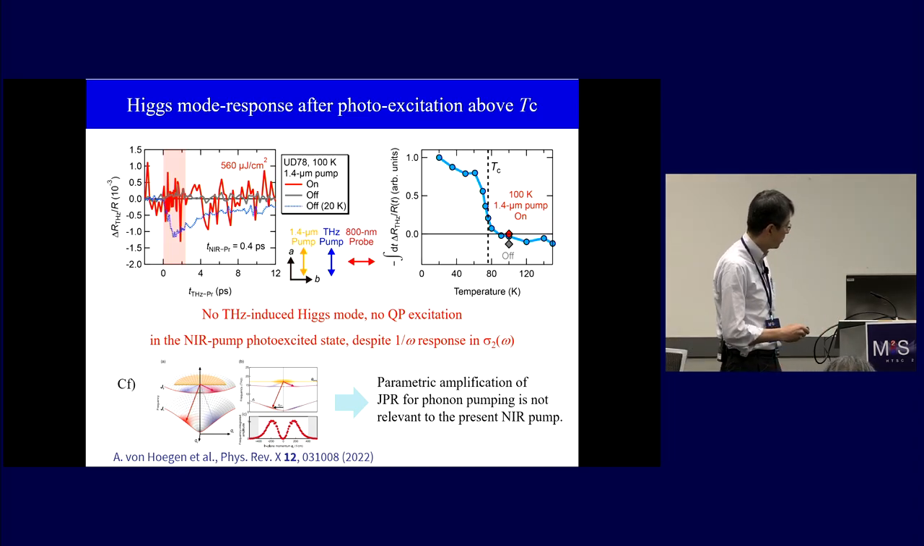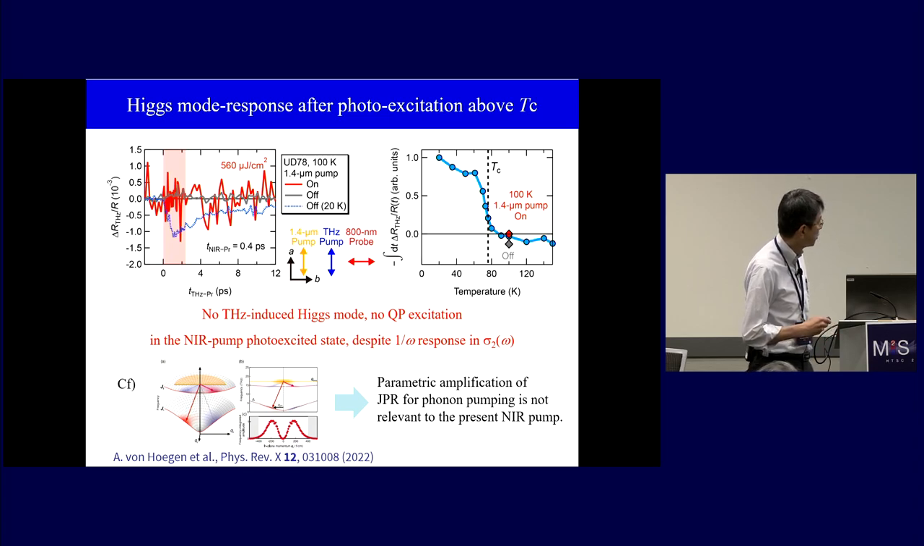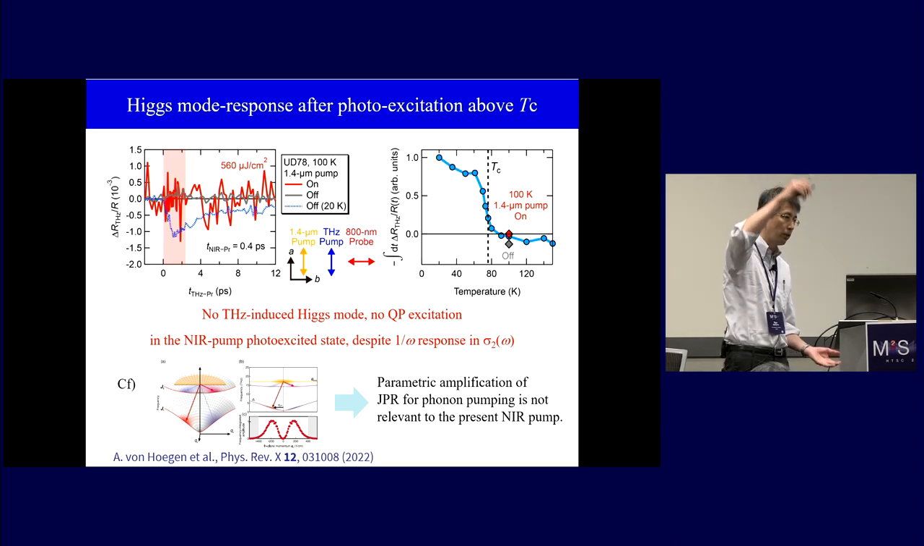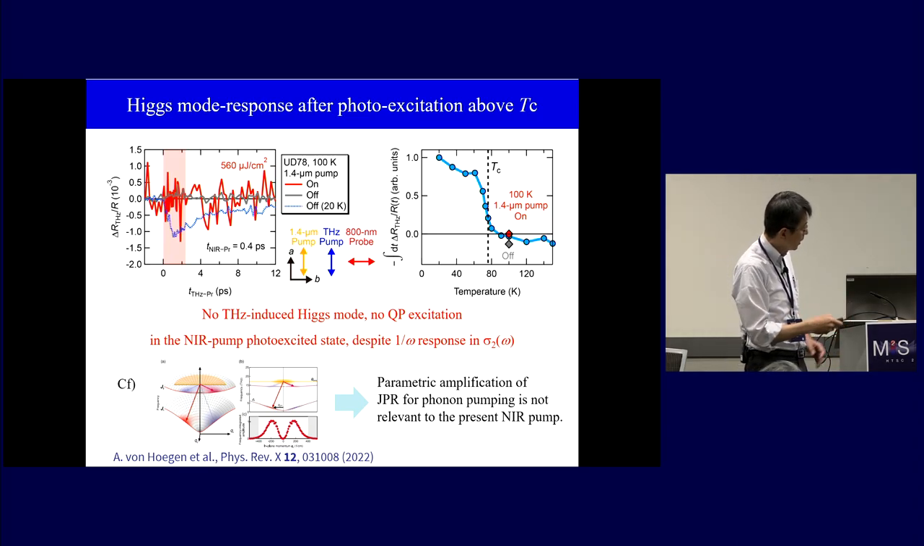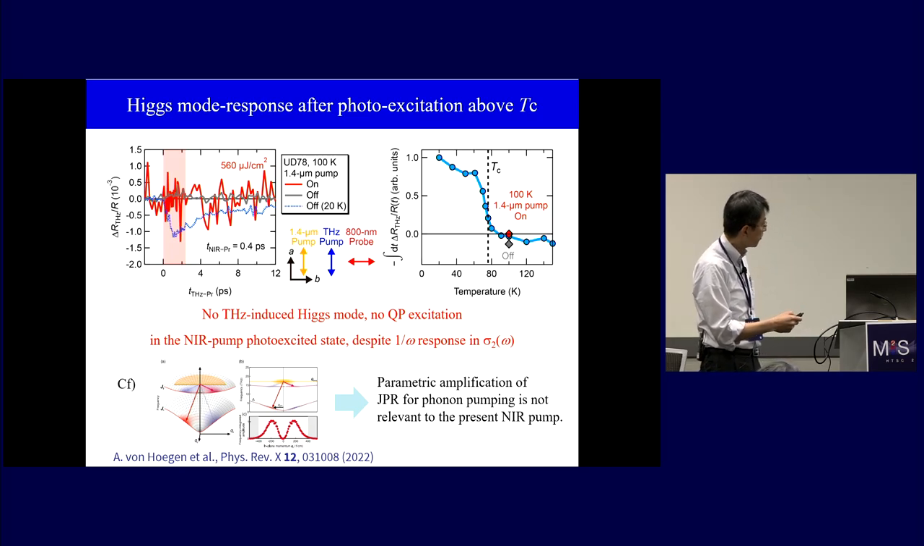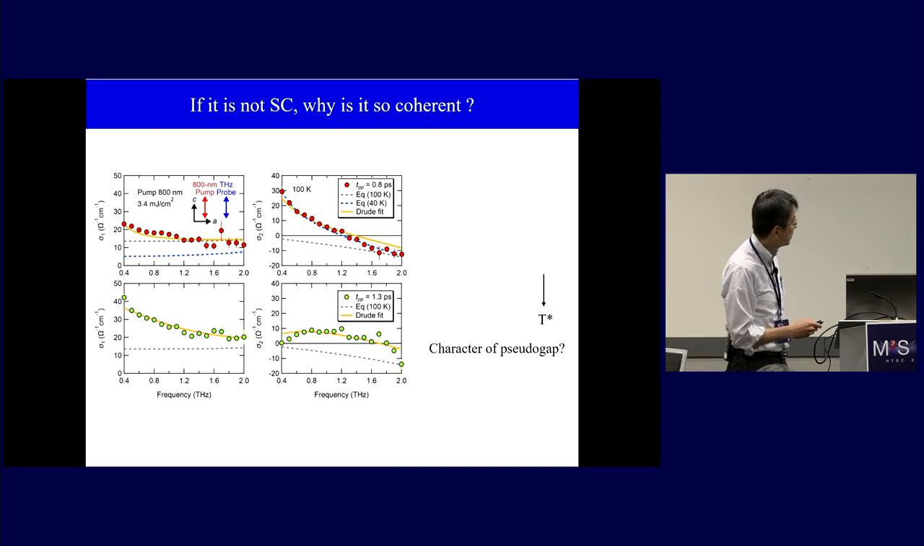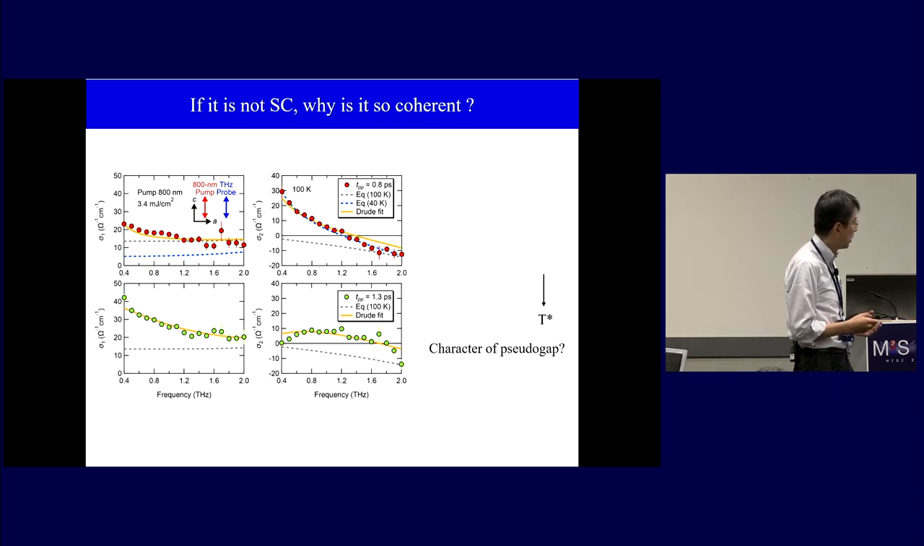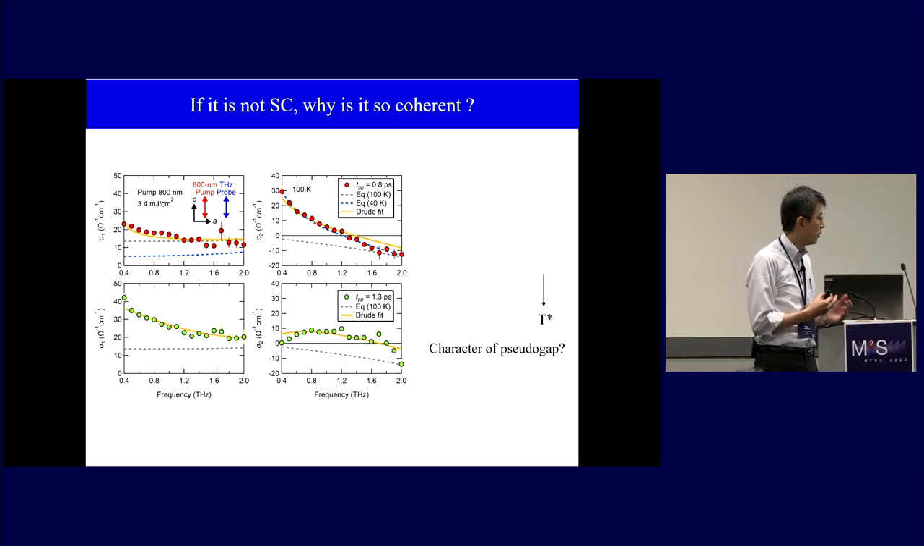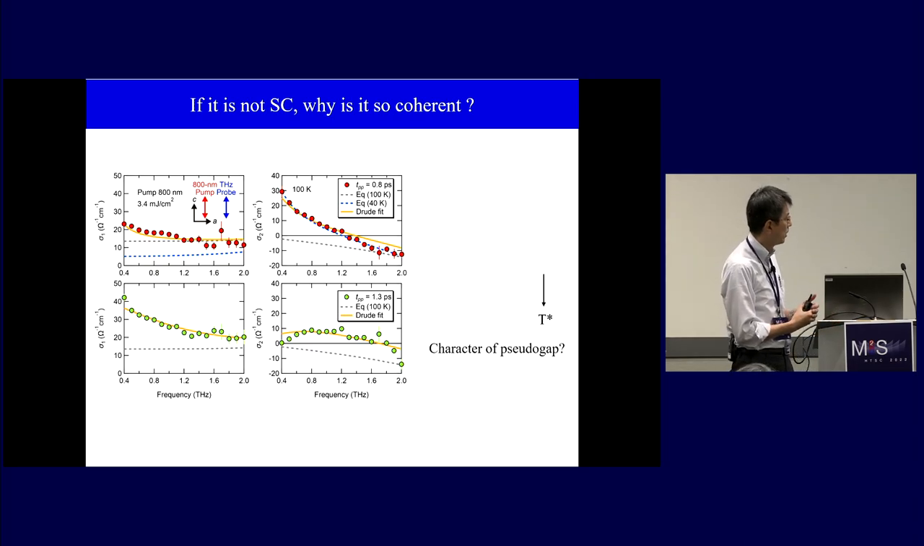So recently, his group published a very interesting paper. It's a parametric amplification of the Josephson plasma by this phonon pumping. But here, we're using near-infrared optical pump. It's far off resonant from the phonon, so it's not likely to attribute this one to the parametric amplification. But still, I think it's very interesting because if it is not superconductivity, why is it so coherent? This is a spectrum. So even if it's Drude-like, the scattering rate is too small, on the order of less than one terahertz. So this is YBCO, and if we inject the optical excitation in the near infrared, still we have such a very narrow response.